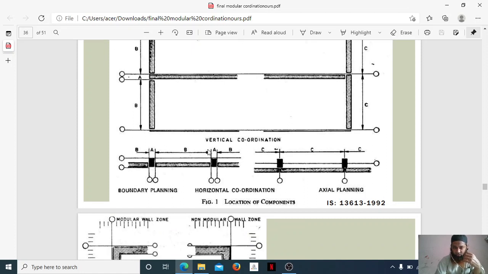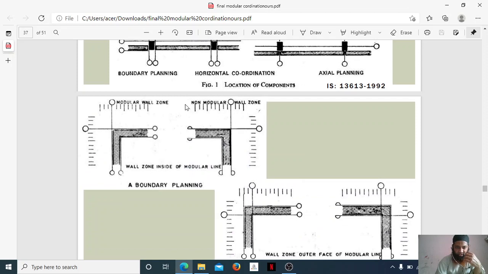Horizontal coordination is also marked here, as well as axial planning. Axial planning, as I told you, is center to center. In horizontal planning, we see the horizontal distance. In vertical coordination, we see the vertical height. So everything needs to be marked separately. Modular wall zone, inside a modular line, you can see exactly where the wall will come, where we'll have to fix whenever needed.